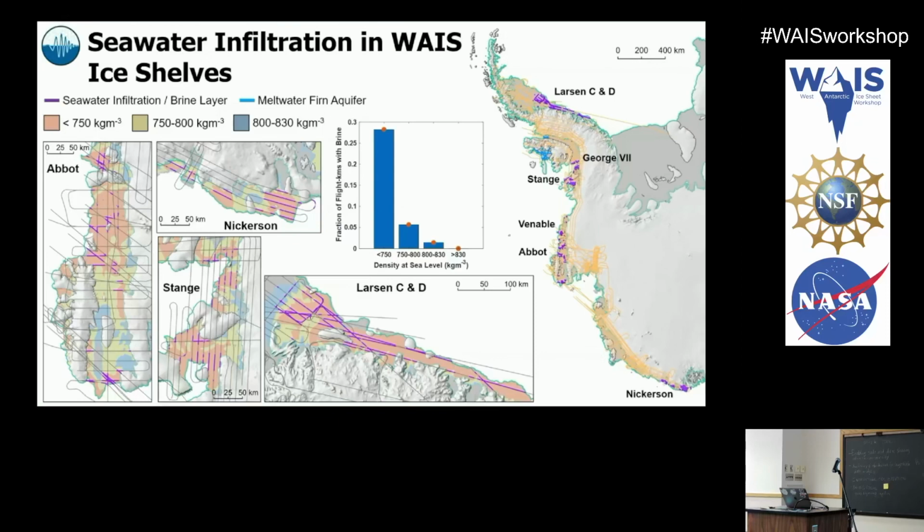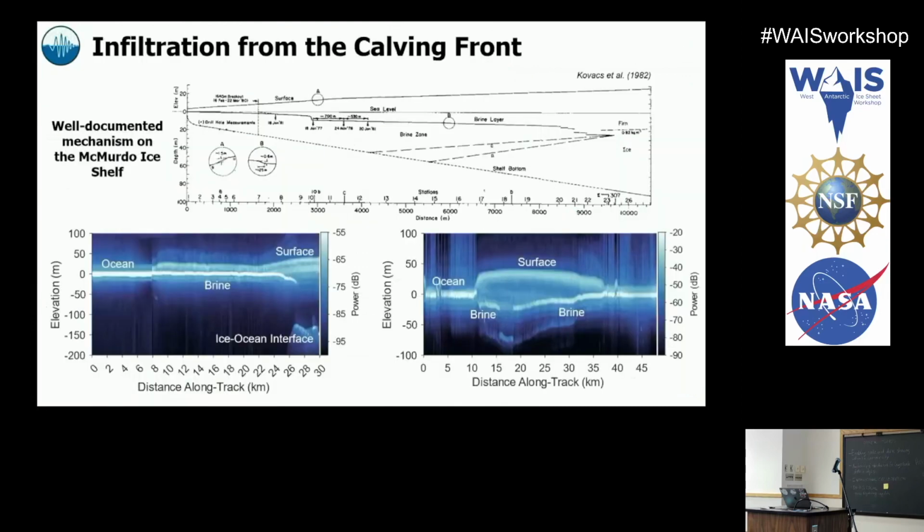But having this initial catalog lets us also start to think about how that seawater might be getting into the ice shelves. The first mechanism that we see here is one that we've known about since brine was first observed on McMurdo. Seawater seems to infiltrate through porous firn at the calving front, and as long as it can flow back into the ice shelf faster than we lose ice to calving, you get a relatively stable brine layer that's visible in these radargrams. You can see some modeling examples of this from the Abbott and Nickerson ice shelves in those radargrams on the bottom. We've also observed a couple of new infiltration mechanisms.